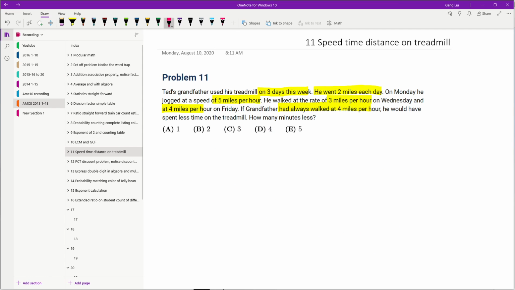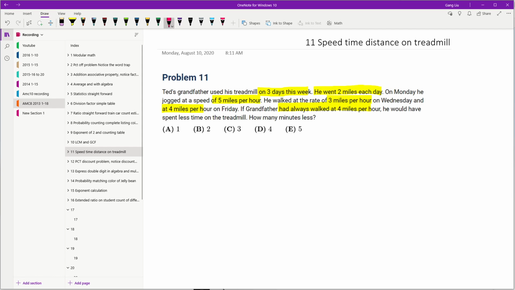Problem 11. Untitled's grandfather used his treadmill on 3 days this week. He went 2 miles each day. On Monday, he jogged at a speed of 5 miles per hour. He walked at the rate of 3 miles per hour on Wednesday and at 4 miles per hour on Friday. If grandfather had always walked 4 miles per hour, he would have spent less time on the treadmill. How many minutes less? So this is a speed problem.